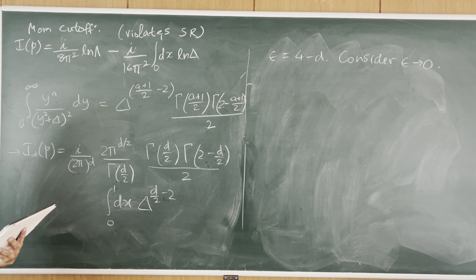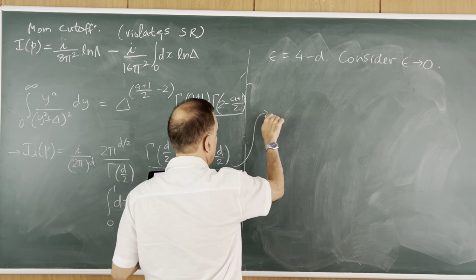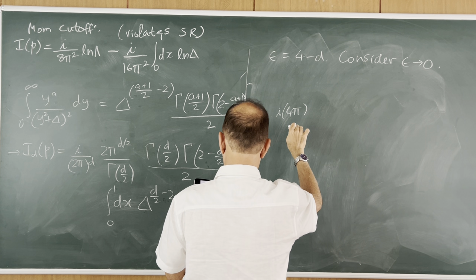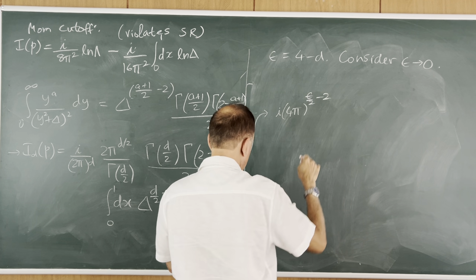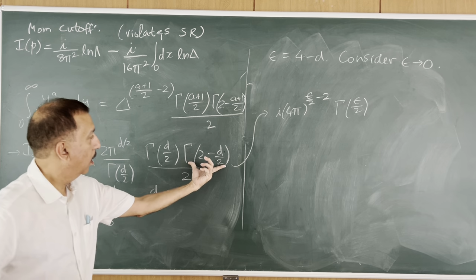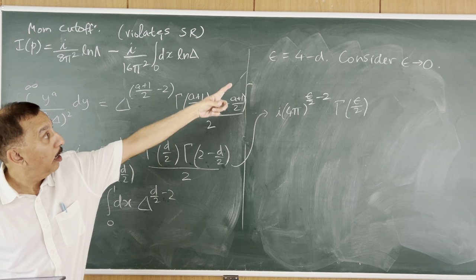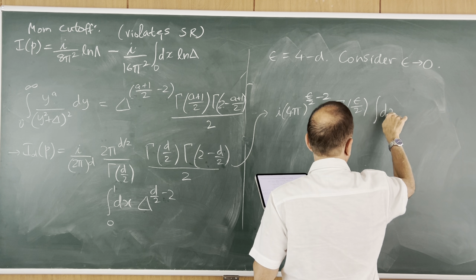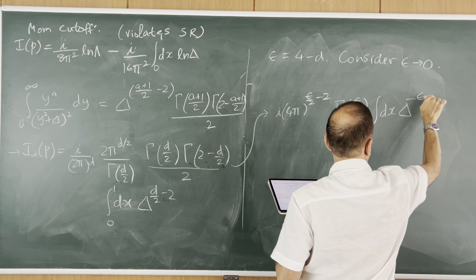So let's do it. So if I now look at this integral, then I can simply write it as, so this becomes, it's quite easy and all the steps are in the notes, I times 4 pi to the epsilon by 2 minus 2, gamma of epsilon by 2. That is this one, right? Because 2 minus d by 2 is epsilon by 2. And then integral dx delta to the minus epsilon by 2.